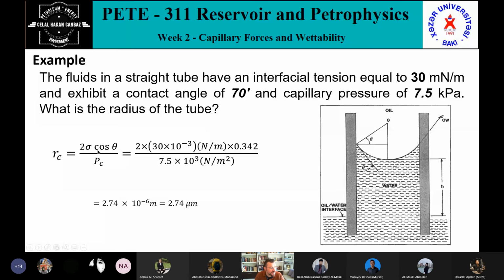Your contact angle cos theta, cos 70, is around 0.342. The capillary pressure is 7.5 kilopascal, and I change it to Newton per meter squared again. I made the easy calculation and reached 2.74 times 10 to the minus 6 meter. So it's nearly 2.74 micrometer.